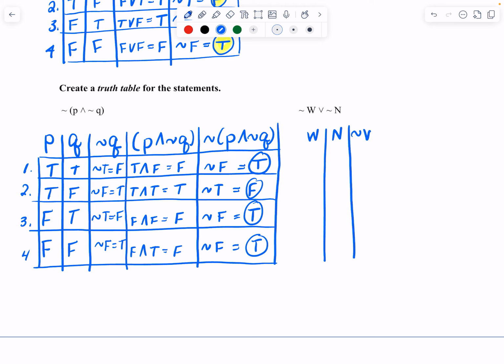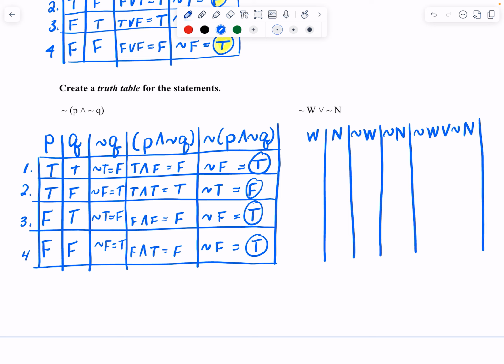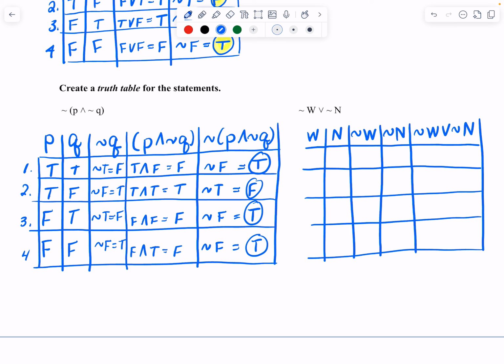So I'm going to do negation W, because negation goes next after parentheses. I'm going to do negation N, because I need to take care of those negations. And finally, I'm going to put the pieces together. So it's going to be negation W or negation N. Okay, so that's how I set it up. Again, I have 2 letters, so I have 4 rows. So if you have 2 letters, always 4 rows. Okay? Row 1, row 2, row 3, row 4.